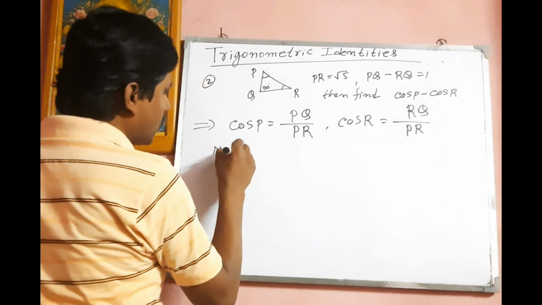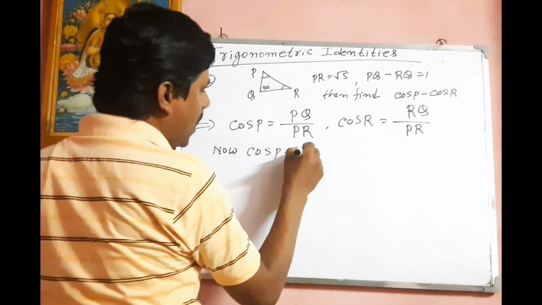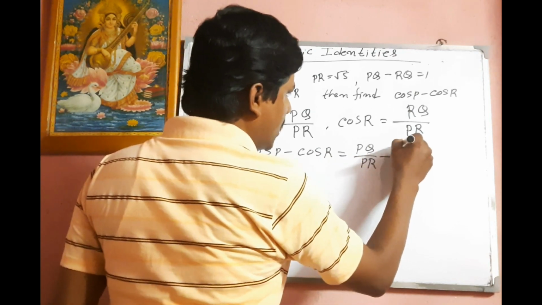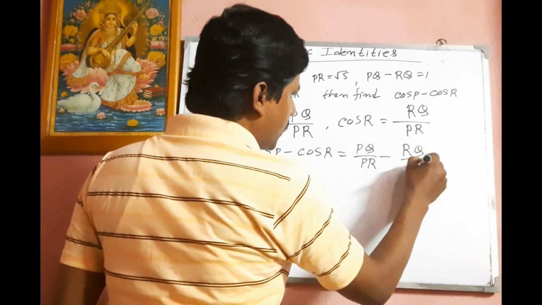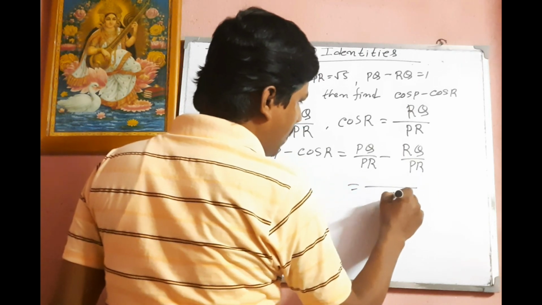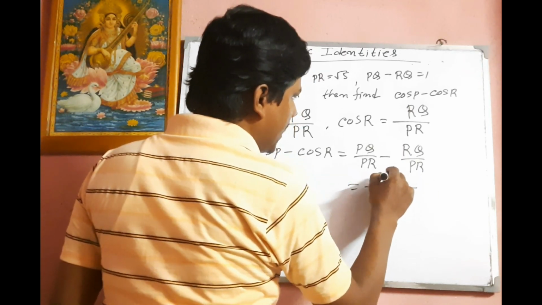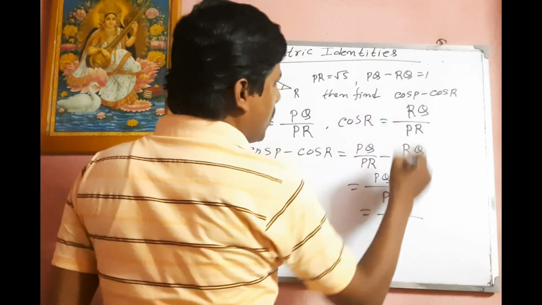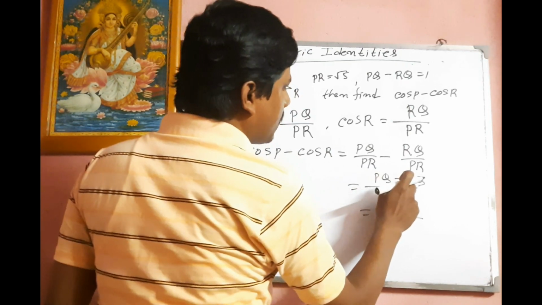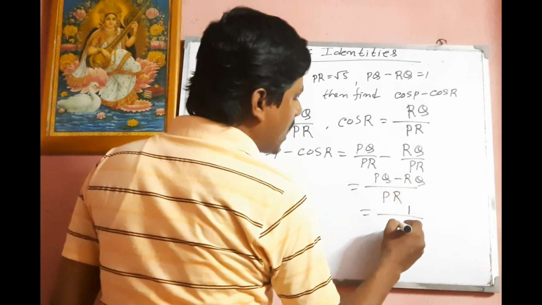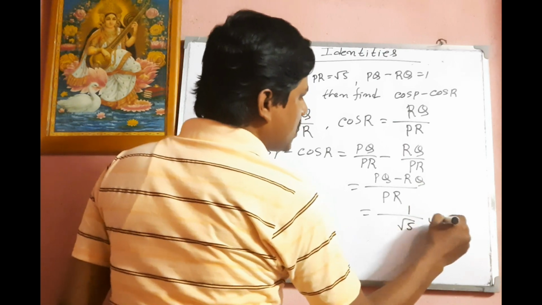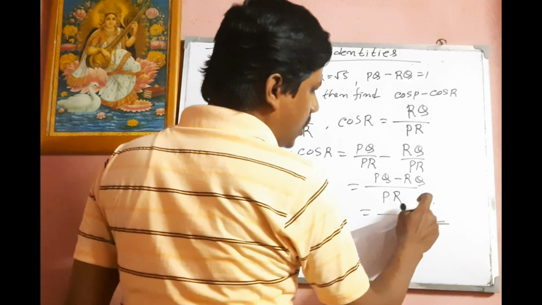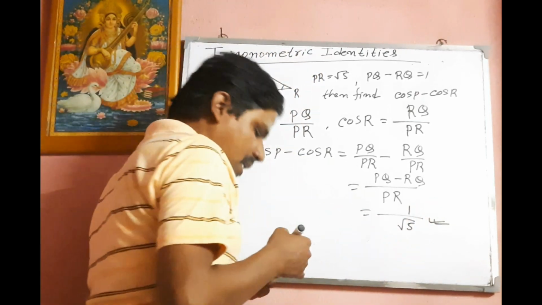Now cos of P minus cos of R is equal to PQ by PR minus RQ by PR. If PR is the LCM, then it is PQ minus RQ over PR. By putting the value of PQ minus RQ equal to 1 and PR equal to √5, this is the value of cos P minus cos R. Cos P minus cos R is equal to 1 by √5. We move to the next example.